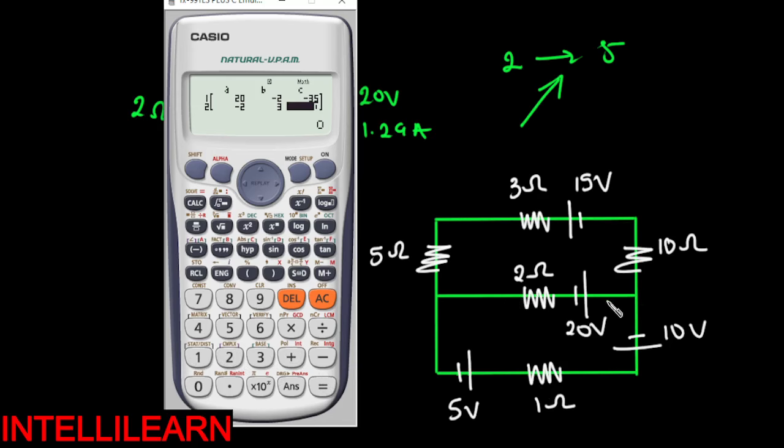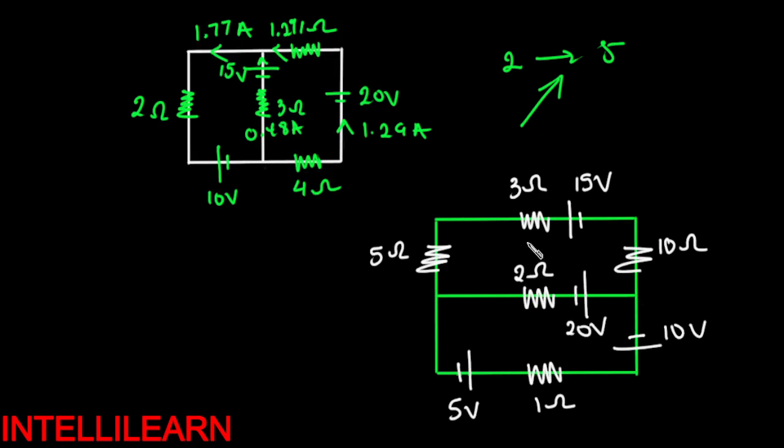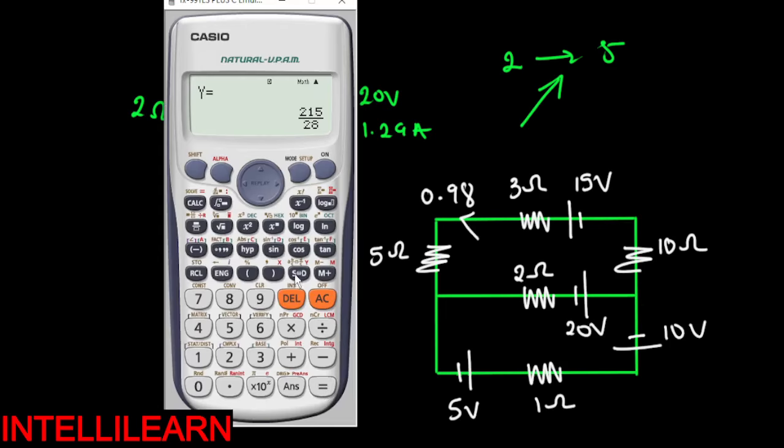Go clockwise. Rise of 20, rise of 10, drop of 5. So what's the first current? Minus 0.98. I was going clockwise, so I will now go anti-clockwise because I got a negative current. Sorry, it will now be 0.98 because I've changed the direction. So the other current is what?